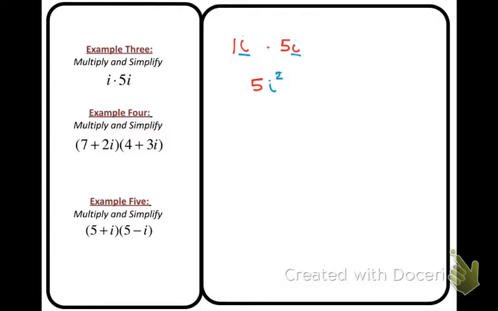I'm going to write that in a different color so it's a little more visual. Now remember we learned i squared equals negative 1. That's a little side note. So we can replace that i squared with a negative 1. And 5 times negative 1 gives us negative 5. And that's our answer there.